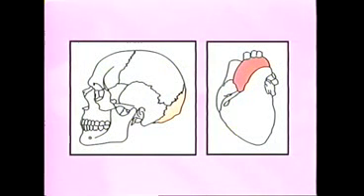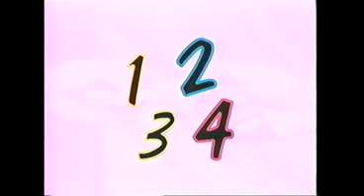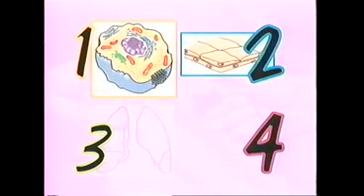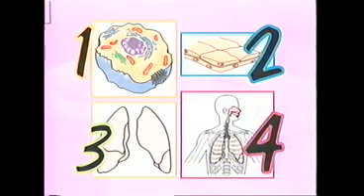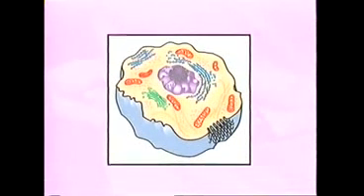The study of structures that can be seen with the naked eye is called gross anatomy, while the study of structures too small to be seen without a microscope is called histology, or microscopic anatomy. To understand anatomy and physiology, we need to be aware of the four building blocks of the human body. They are cells, tissues, organs, and systems. Let's start with cells, the basic units of living matter.